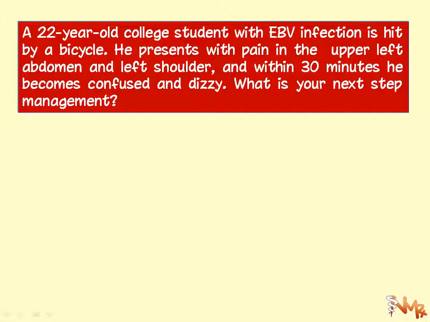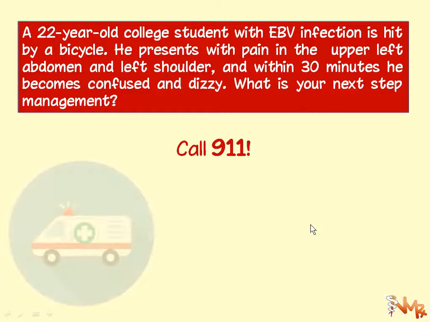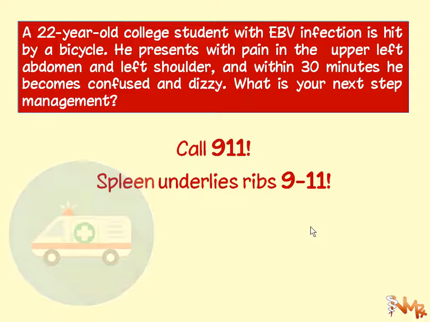A 22-year-old college student with Epstein-Barr infection is hit by a bicycle. He presents with pain in the upper left abdomen and left shoulder, and within 30 minutes, he becomes confused and dizzy. What is your next step? Management. This story reminds you of rupture of spleen. So your immediate response would be to call 911. Why do I say 911? Because spleen underlies ribs 9 to 11.